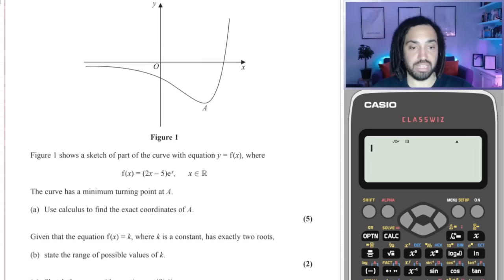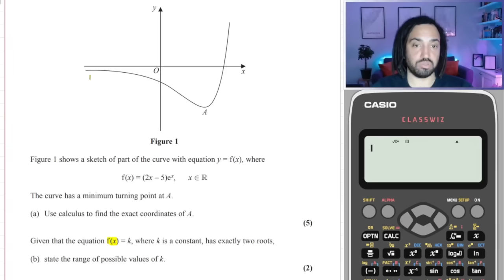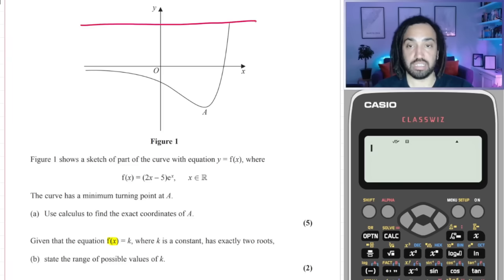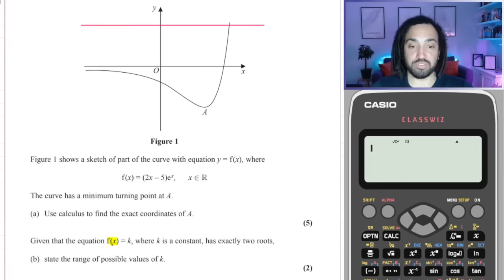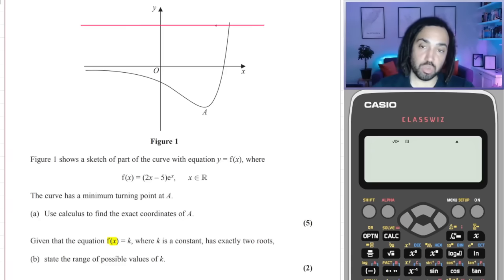Right, moving on to part B, it says that the equation f of x is equal to k, where k is a constant, has exactly 2 roots. State the range of possible values of k. Okay, so f of x is already drawn for us. Of course, it is this curve right here. And k, so y equals k, will be a horizontal line, like so. And we need to find where they're equal, which means where they cross. And we're told that it has 2 roots, so therefore they're going to cross twice.